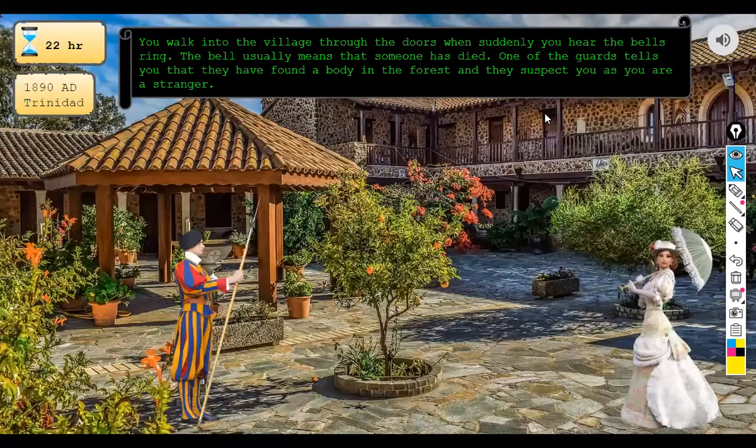All right. So we're inside the gates now. It seems like a nice village. So you walk through the village and then suddenly you hear the bells. Well, not a good sign when they ring the bells like that, right? I mean, someone has died, or they find a body or something like that. So apparently they found a body in the forest. And guess who they suspect? You are the new guy in town. So who do you think they're going to blame or suspect? You, the innocent murderer on the run.